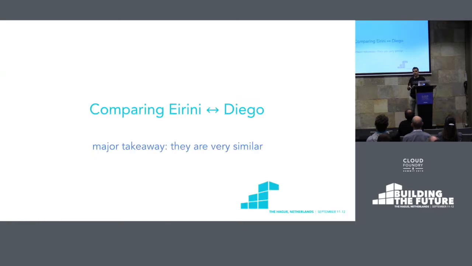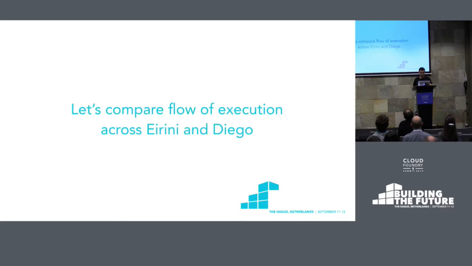Okay, so the major takeaway of all the conversation that we had here is that the schedulers between Eirini and Diego are in fact very similar, right? This is not surprising, and this shows why Cloud Foundry has been super successful in terms of having a scheduler and not needing Kubernetes for the most part, right?